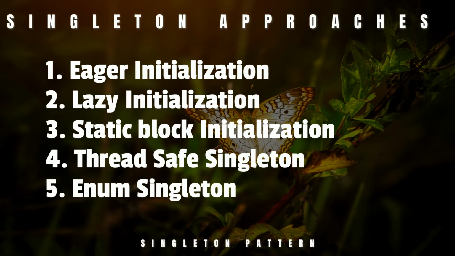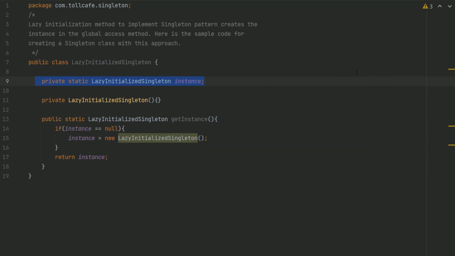So next we have lazy initialization. As the name implies, lazy initialization initializes the object lazily, only when it's really accessed. The lazy initialization method to implement the singleton pattern creates the instance of the class in the global public access method. Here is an example of a lazy initialized singleton class.